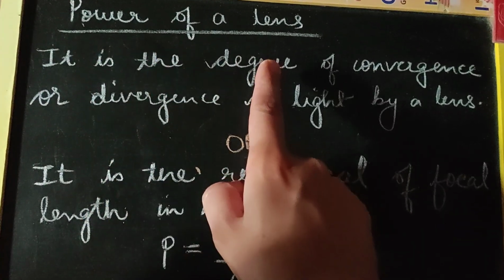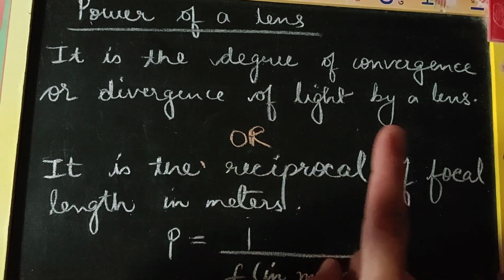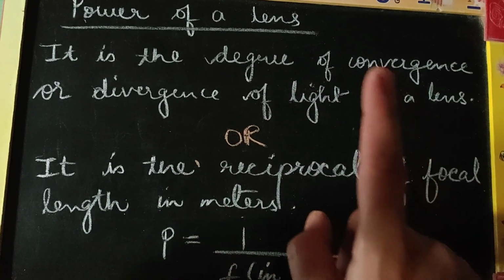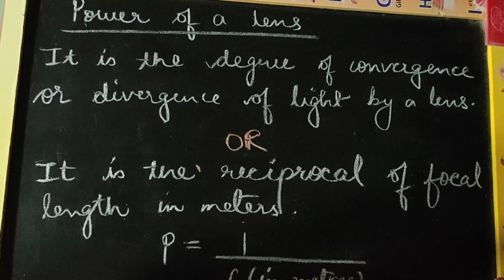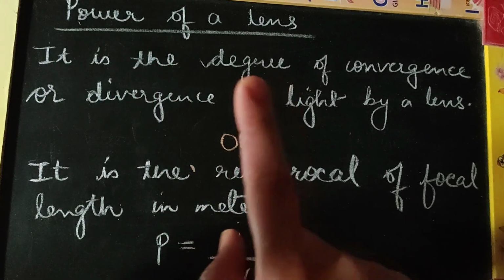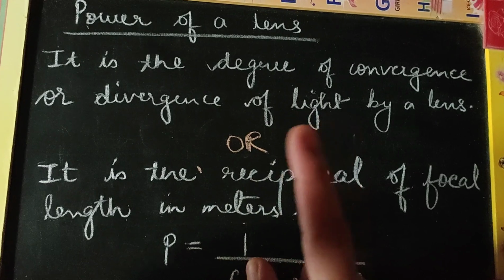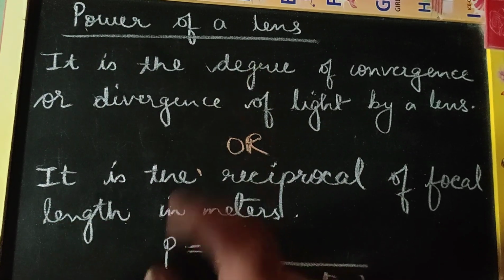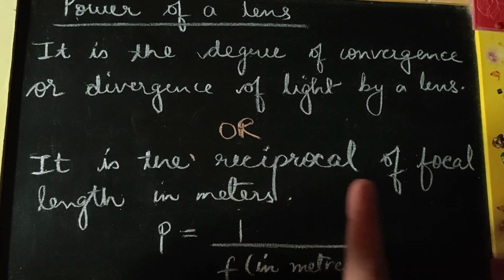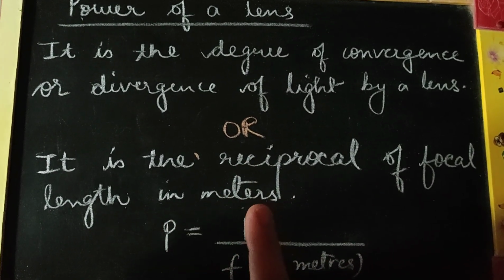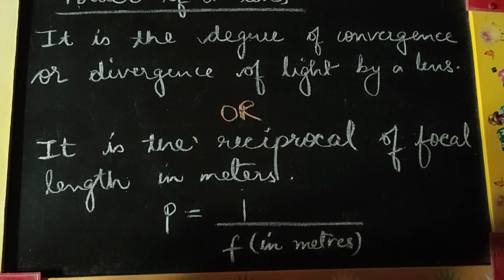So power of a lens is defined as the degree of convergence or divergence of light by a lens. As we know, a converging lens is a convex lens and a diverging lens is a concave lens. The extent up to which these lenses converge or diverge light respectively is given by the power of a lens. Or we can also define power of a lens as the reciprocal of focal length in meters. So this also gives us the mathematical expression for calculating power.